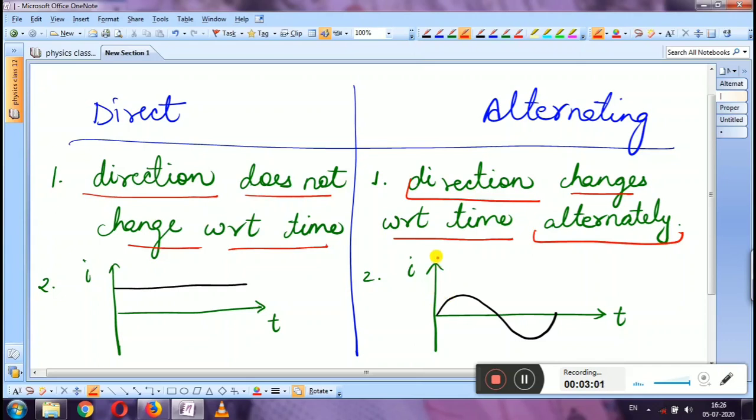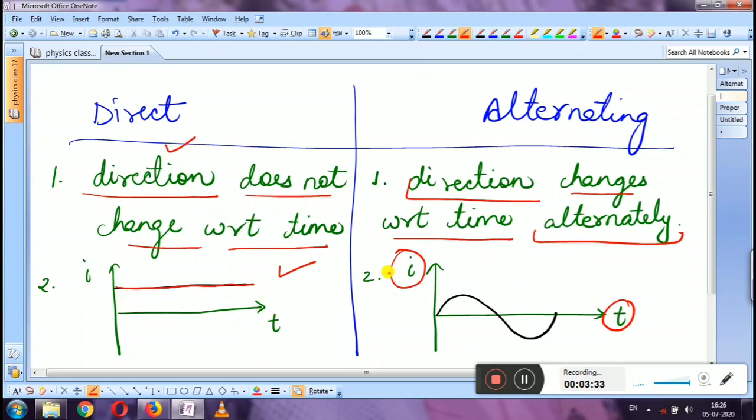As you can see here, I have drawn the waveform of current with respect to time. You can see we have drawn current with respect to time. First you look here in case of direct current. In direct current, as we know that the direction is not going to change, you can see the current remains constant throughout with respect to time. It is not changing. So this is the way to represent direct current.